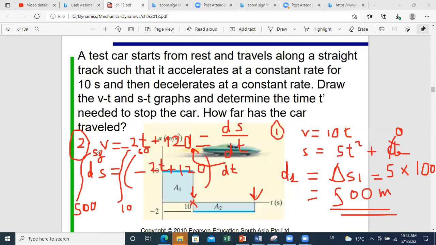So S final will represent the total distance traveled, because d total is equal to delta S total, which is S final minus S0. And since I considered that initially I am at the origin, S0 is 0, and the distance traveled will be equal to the value of S final. So from this analysis, you get S final minus 500. When you do S final minus 500, you will get D2, the distance moved in phase 2.